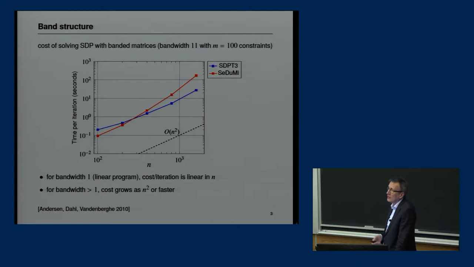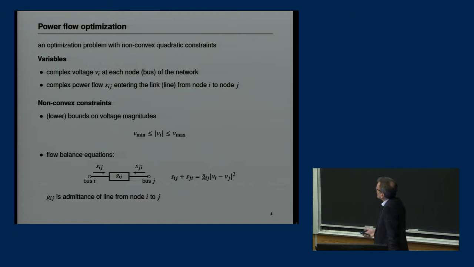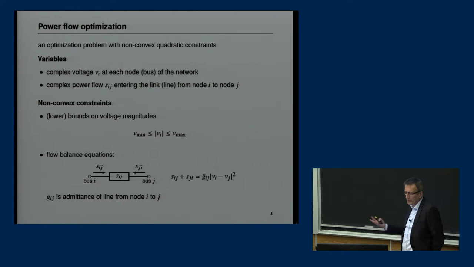As a more practical example, an important source of SDP applications these days is power flow optimization problems. In those problems, you're interested in solving a very non-convex quadratic optimization problem. And I'll just summarize the difficult non-convex part of the problem. The variables are node voltages in a power distribution network. So at each node, or each bus, you have a complex voltage as a variable. And then you also have power flow in each link or each line in the network. So Sij could be the power flow from node i to node j in the network.